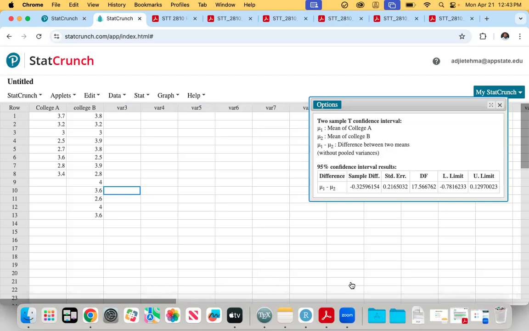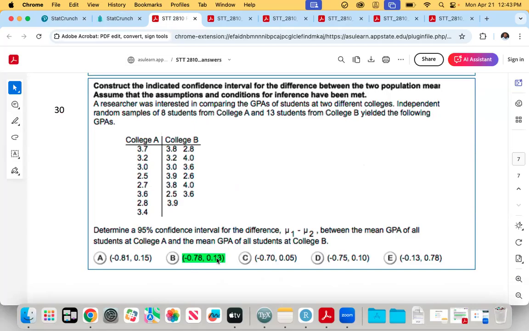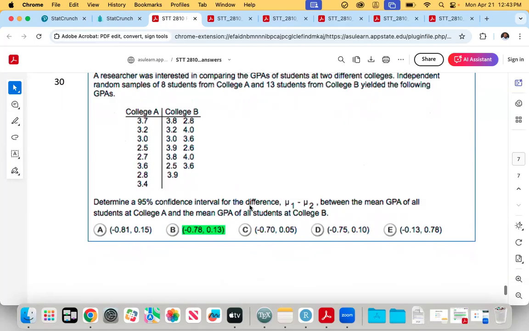So you see negative 0.78, and then 0.129. Is that okay? So that is how to do 30.